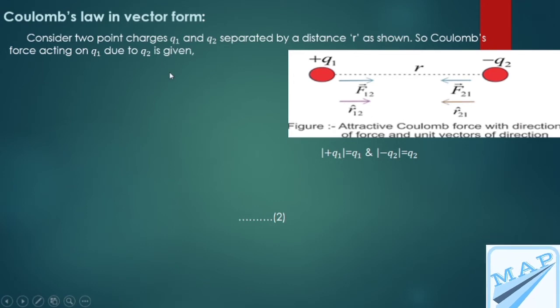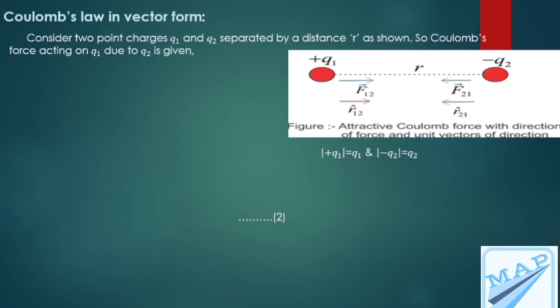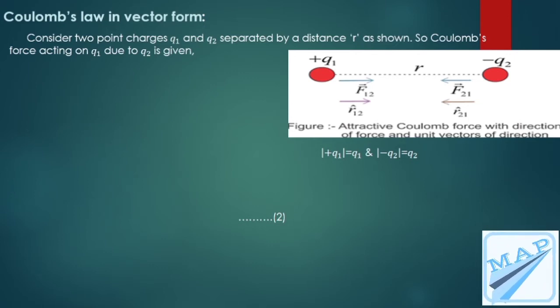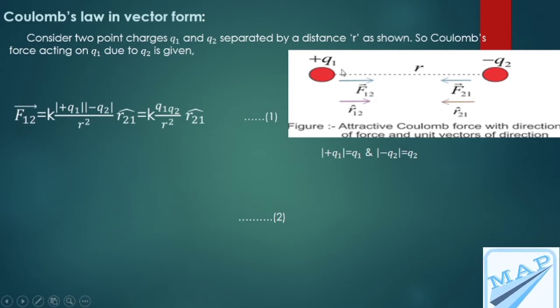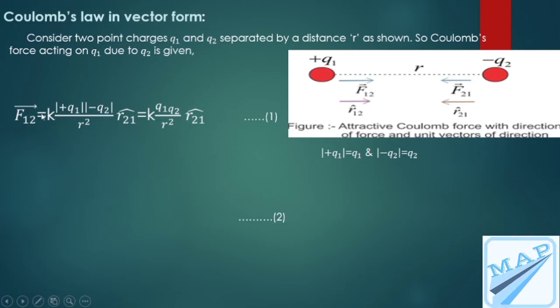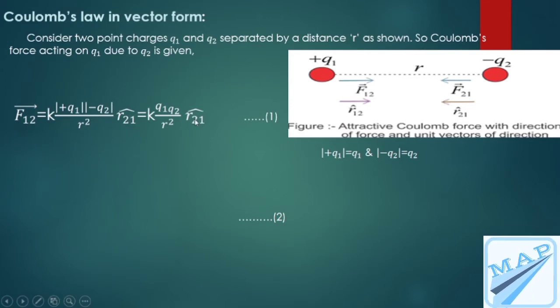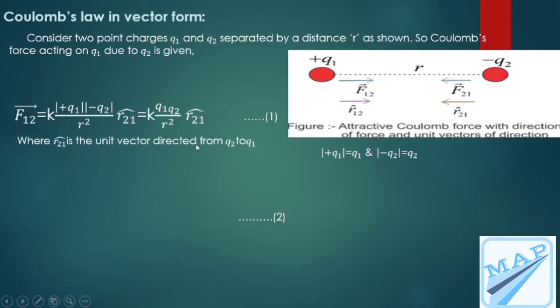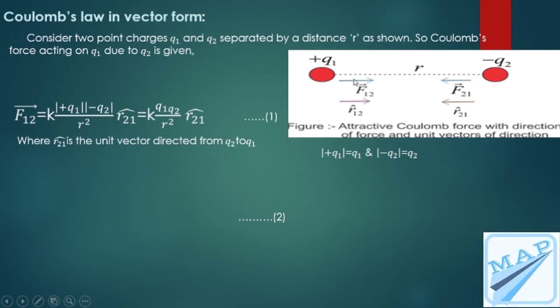Generally we know that Coulomb's force, F, is equal to k q1 q2 upon r square. But in vector form we write the force on 1 due to 2: vector F12 is equal to k magnitude of q1 magnitude of q2 upon r square r21 cap, which is k q1 q2 upon r square r21 cap. What is r21 cap? r21 cap is the unit vector directed from q2 to q1. Got it?